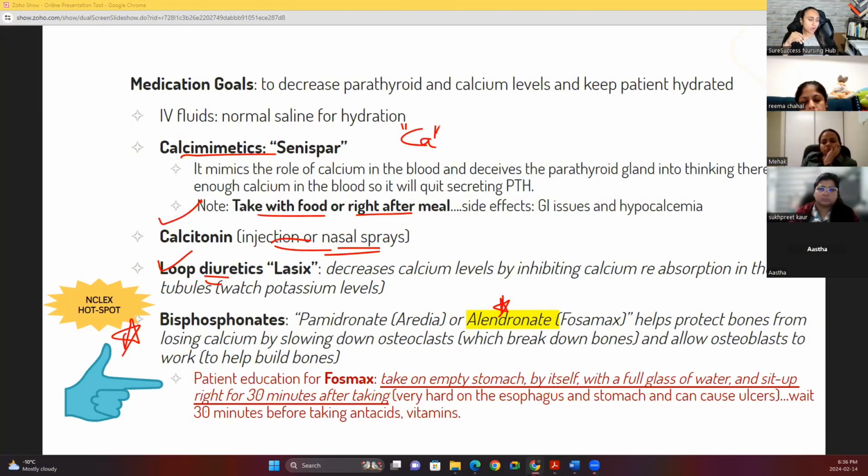Normally, it is a very common drug. Whenever you start working in the field, within your first month you will see at least one patient who is having a bisphosphonate. And when you're giving it, please be careful.